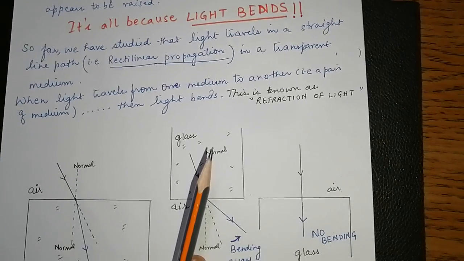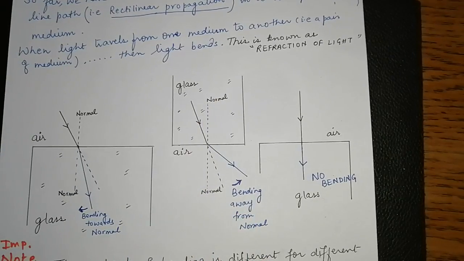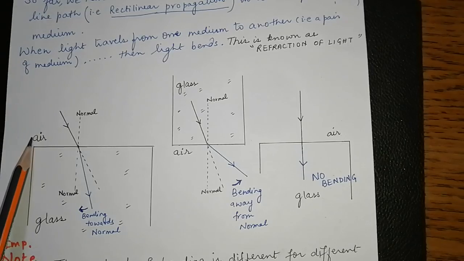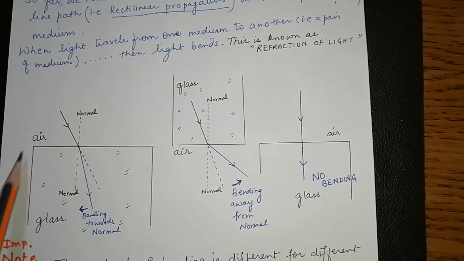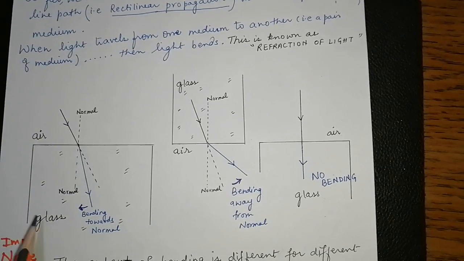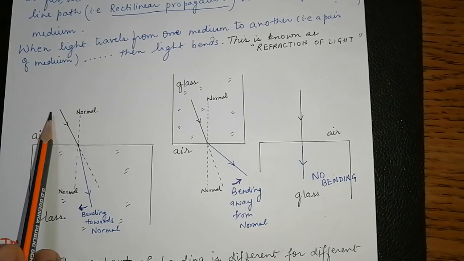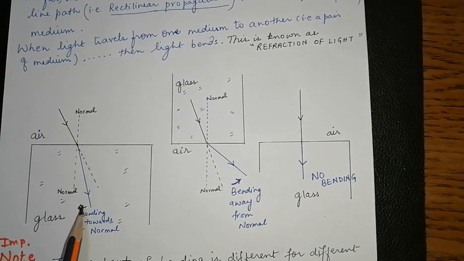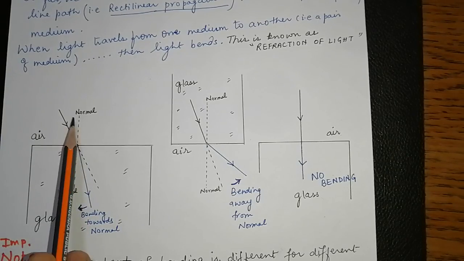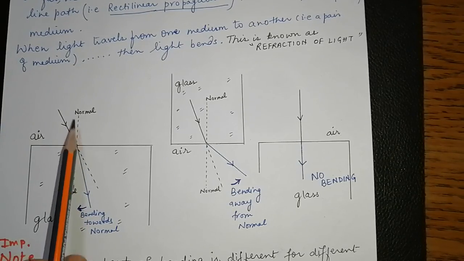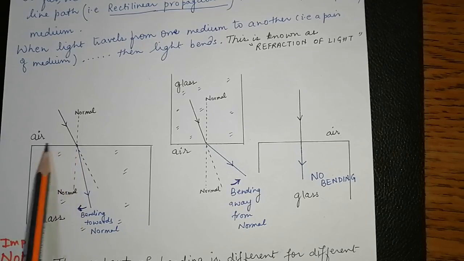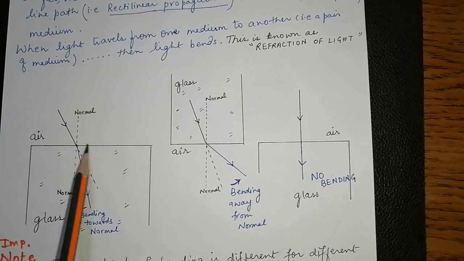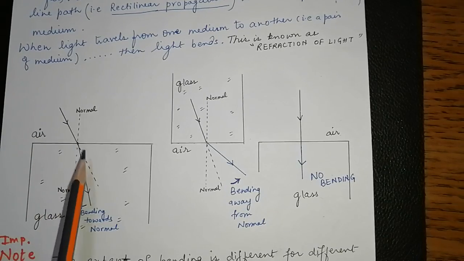To explain you in a better way, I am having this diagram here. Students, now let us consider a pair of medium. I am having these two medium as air and glass. Now see, when the light travels from air and passes through glass, this is the normal here at the point of incidence. This boundary line is usually known as interface. So basically this is known as air-glass interface.